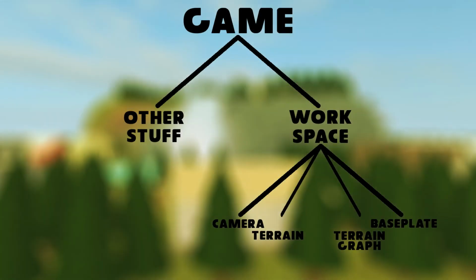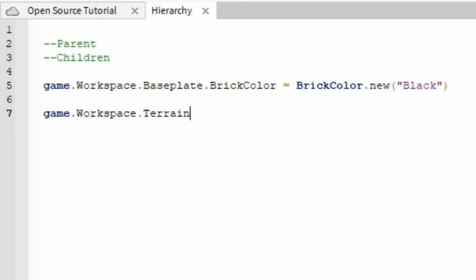It's sort of like a tree diagram, you know. It starts at the top at the game, and then that breaks down into the workspace, the players, the lighting, everything else. And then those other things like the players, the lighting, the workspace, break down into even more objects, and that's pretty much how it is.